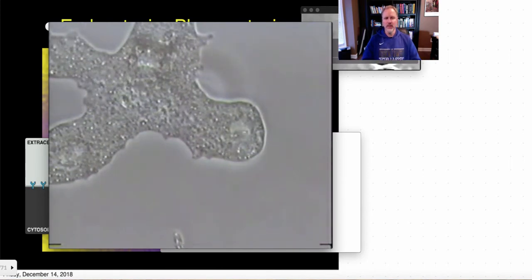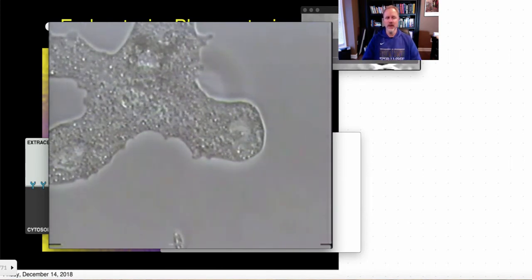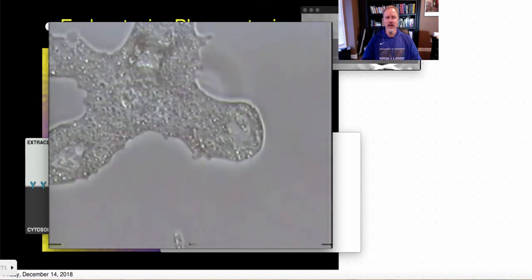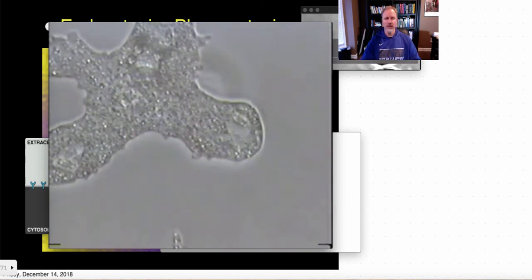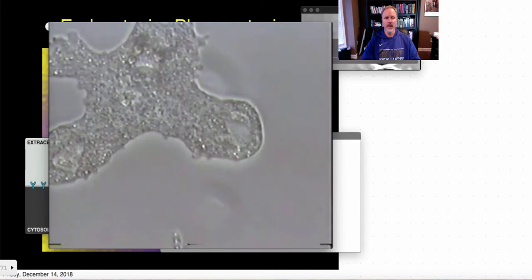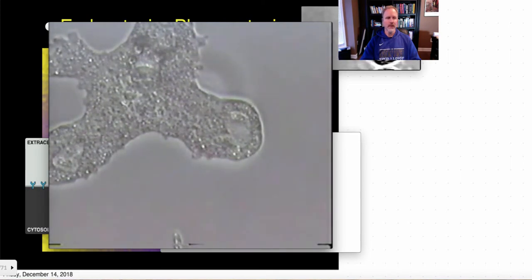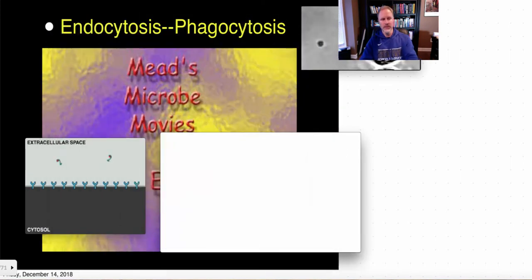That looks like it's probably a bacterium or something that's been trapped, and then it can't get away, and now the tonicity has changed inside the cell, and the cell no longer functions, and this amoeba has engulfed this as a meal. Okay, so that is endocytosis.